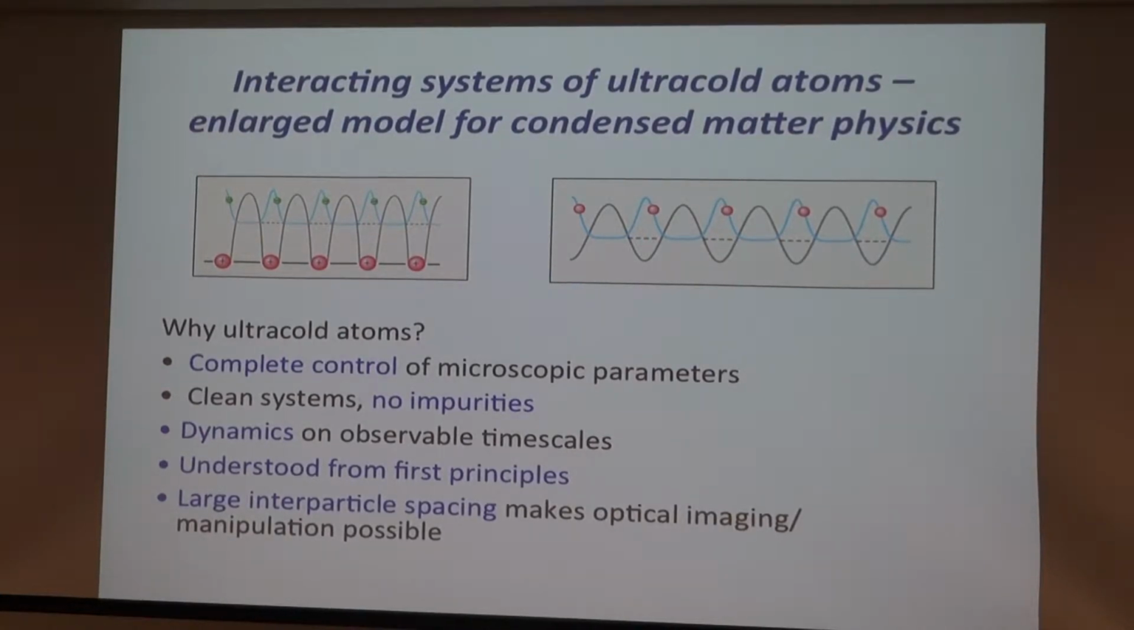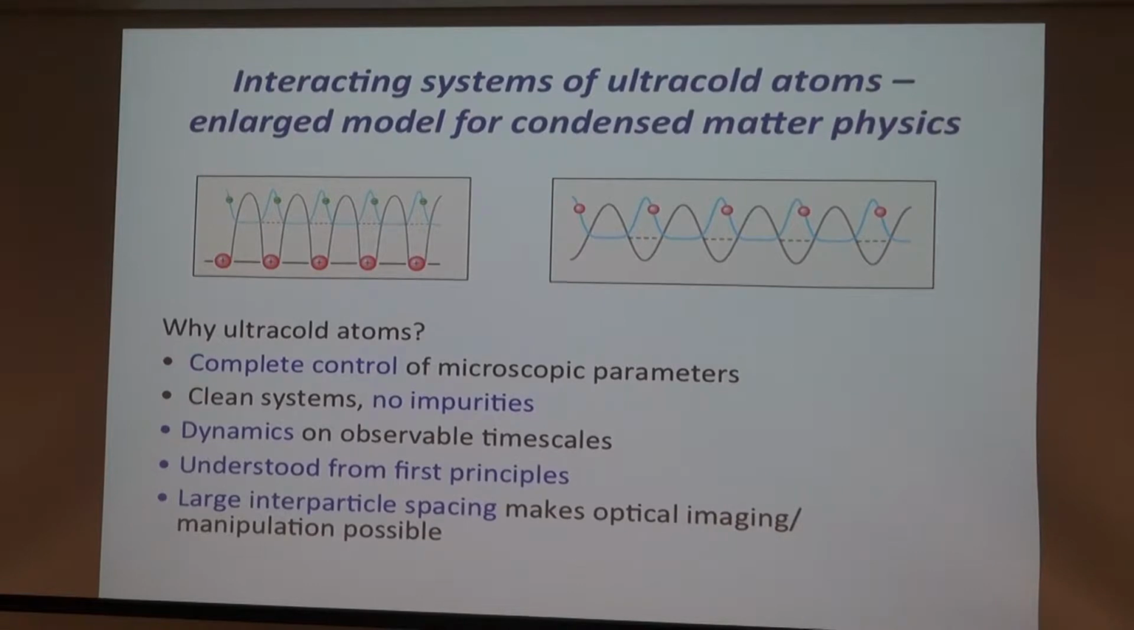And then going back to this idea of an enlarged condensed matter model, what this buys us is that the dynamics are really slow, typically on the millisecond time scale. So it's easy to access in the lab. And most importantly for this talk, this large spacing makes it possible to use optical techniques to image and manipulate the atoms.